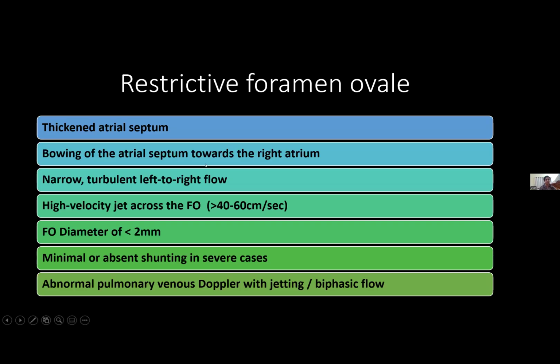The restrictive foramen ovale is characterized by thickening and bowing of the atrial septum towards the right atrium. There will be narrow, turbulent left to right flow with a high velocity jet across the foramen ovale with a peak systolic velocity of more than 40 to 60 centimeter per second and with a foramen ovale diameter of less than 2 mm. In progressive cases, there will be minimal or absent shunting in severe cases. There will be abnormal pulmonary venous Doppler with jetting or biphasic flow.